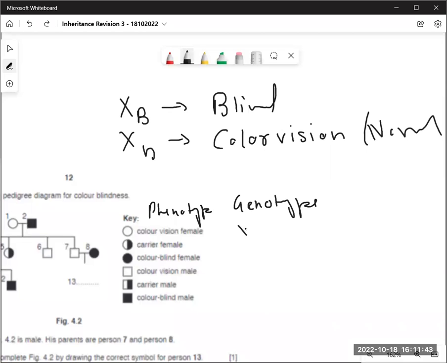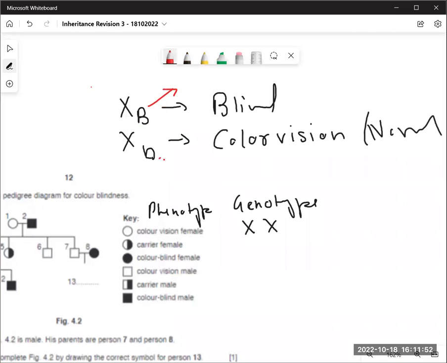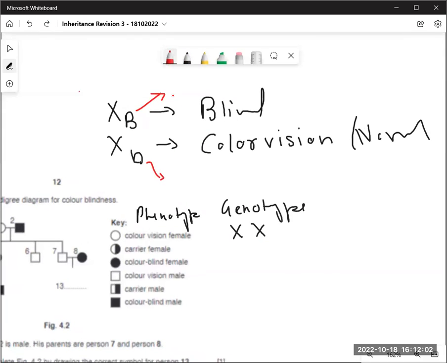But what is the genotype for her? What alleles do I have? These small letters here are called alleles. So both these, will they be capital B, or small b, small b? What do they have? Small b. And small b. Okay. Now, Zahara, do you think there's another possibility for a color vision female?